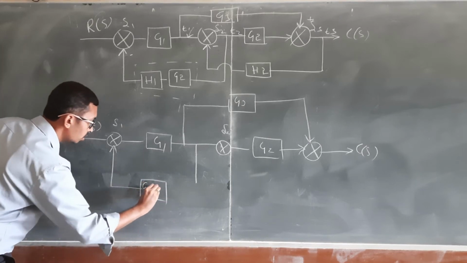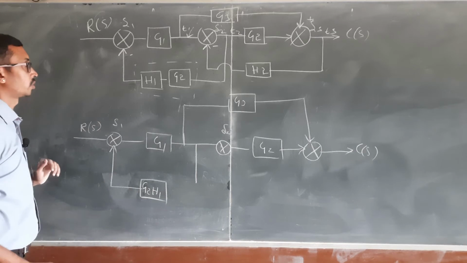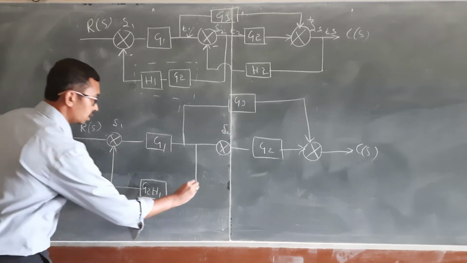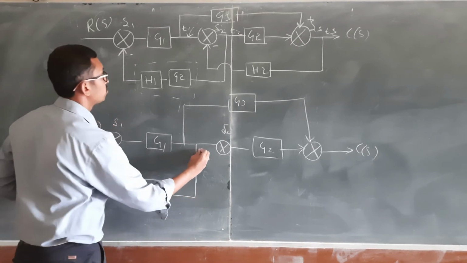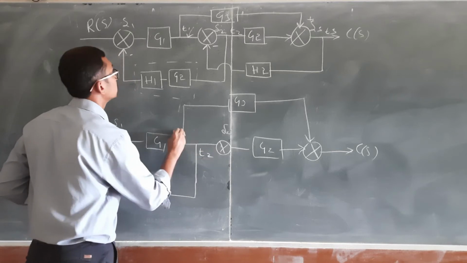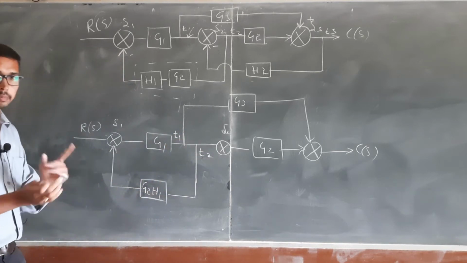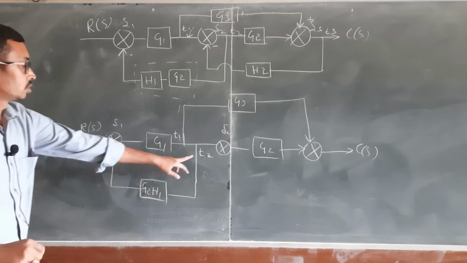This is B2 H1. Okay. So this is the shifting. This is the takeoff point 2, and this is the takeoff point 1. Now it has been combined, it will become 1. So this is the takeoff point.